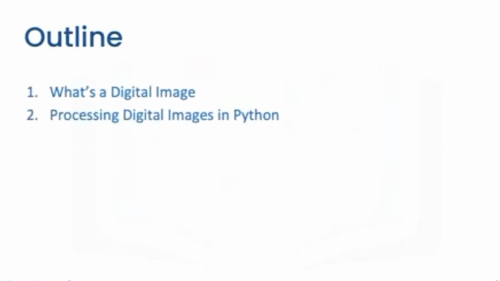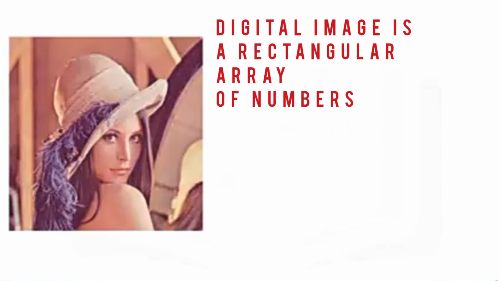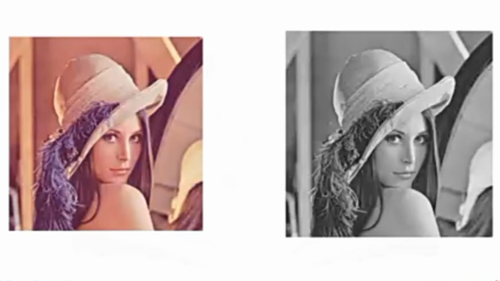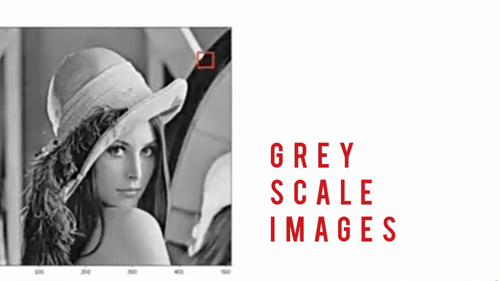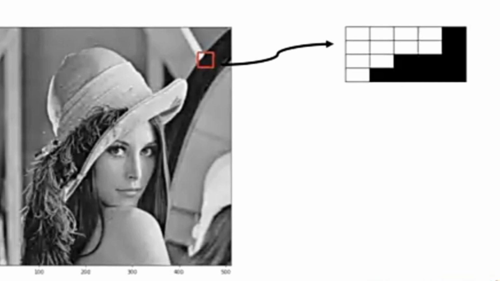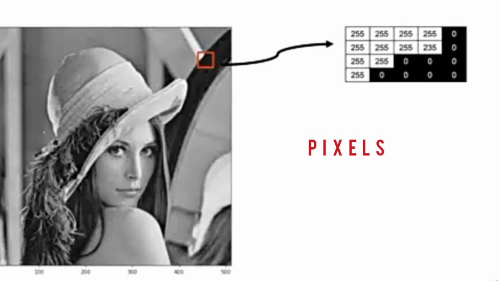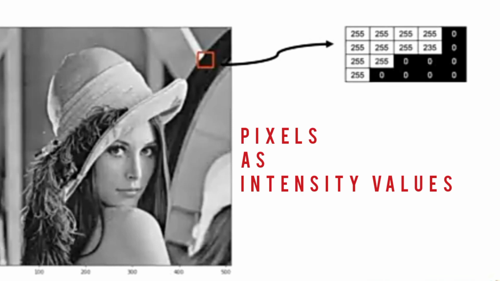In this video, we will discuss what is a digital image, processing digital images in Python. A digital image can be interpreted as a rectangular array of numbers. In many cases, it's easier to understand a grayscale image, an image that is made up of different shades of gray. If we zoom into the region, we see the image is comprised of a rectangular grid of blocks called pixels. We can represent these pixels with numbers called intensity values. We overlay the intensity values over the pixels.